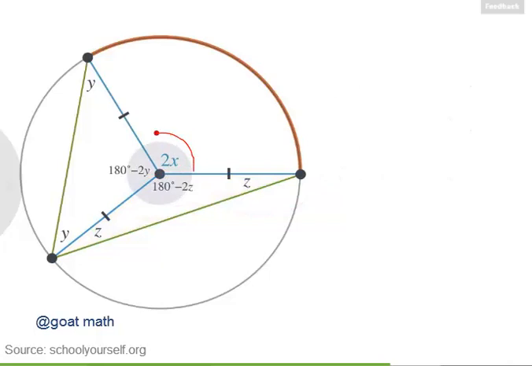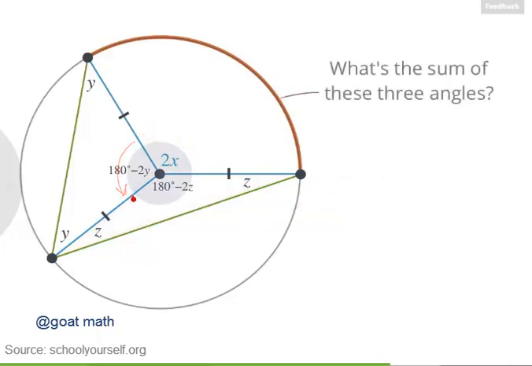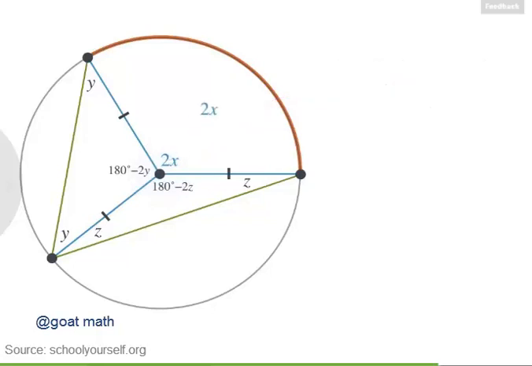Now if you look at these 3 angles at the center of the circle, how many degrees must these angles add up to? You should give an exact number, so no x, y, or z in your answer. Right, together these angles add up to 360 degrees. So in other words, 2x plus 180 minus 2y plus 180 minus 2z equals 360 degrees.